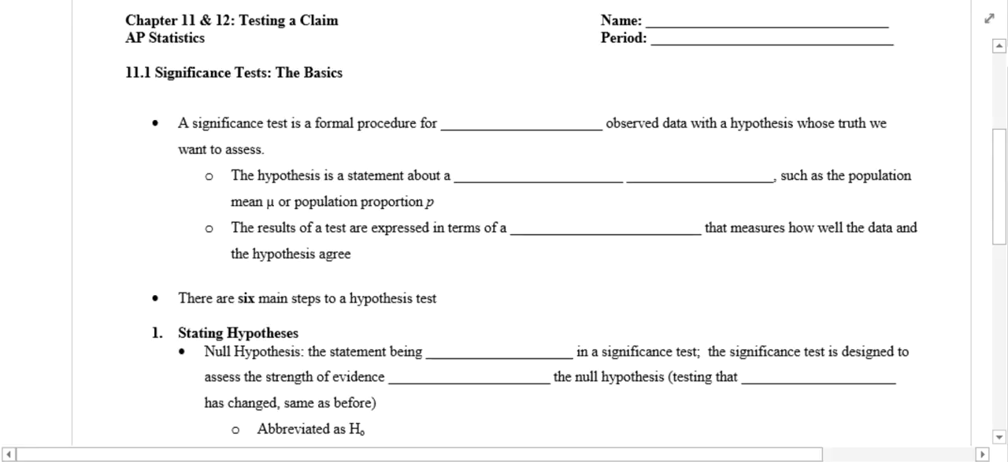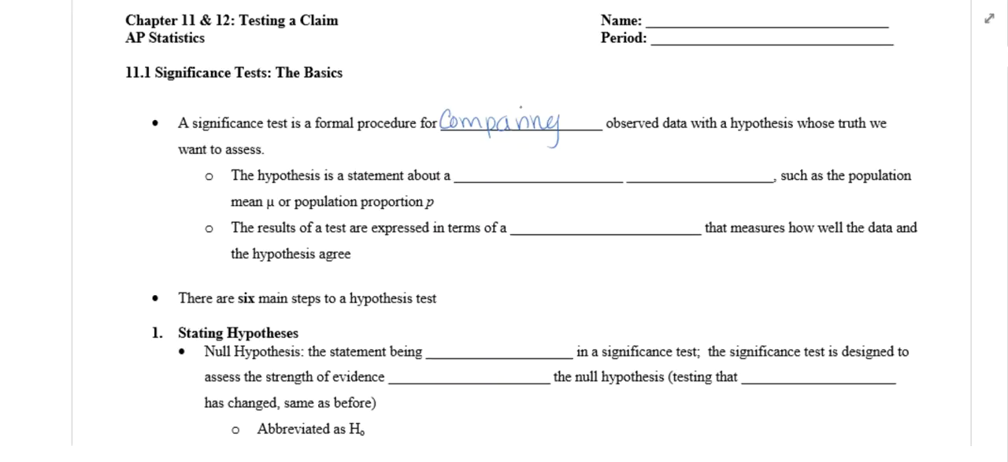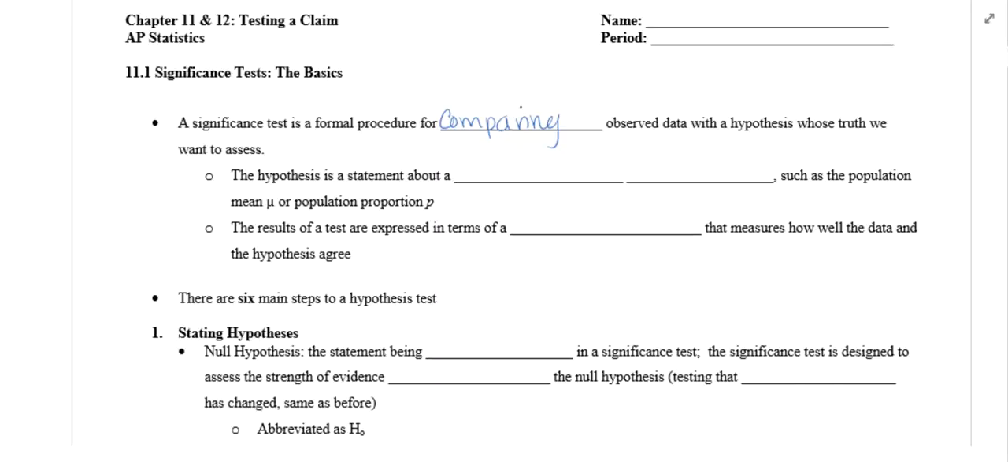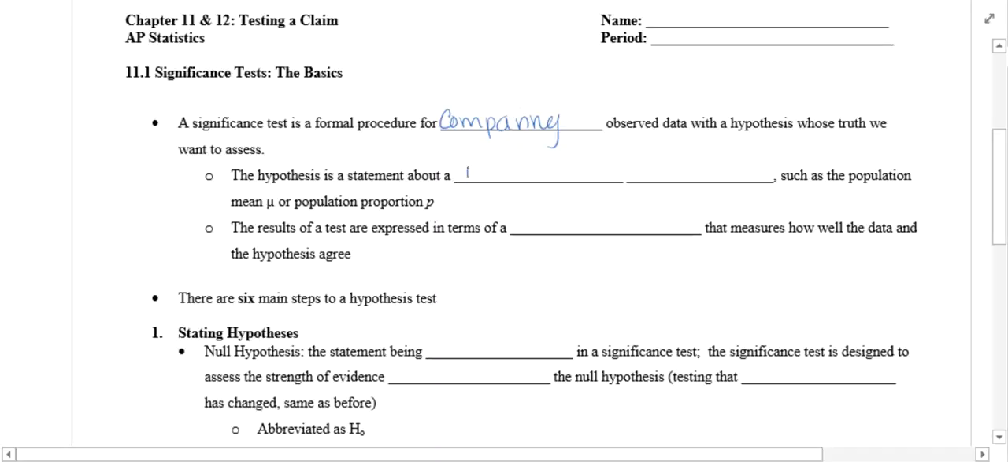A significance test is a formal procedure for comparing observed data with hypotheses whose truth we want to assess. Basically there's going to be a claim, a company claims something, and we want to show that we have sample data that shows that their claim is incorrect. The hypothesis statement is a statement about a population parameter, such as the population mean mu or the population proportion p.